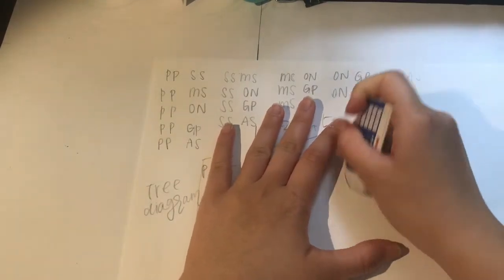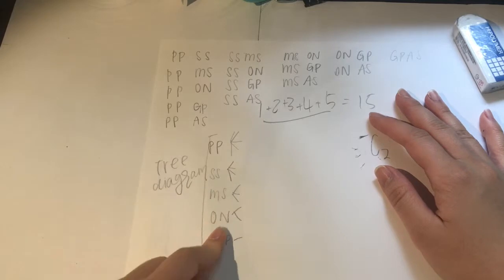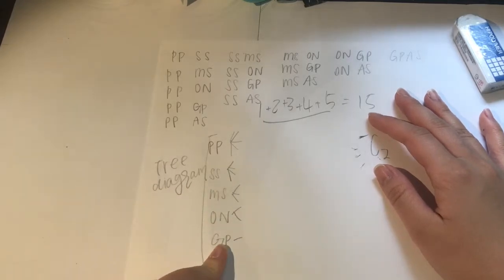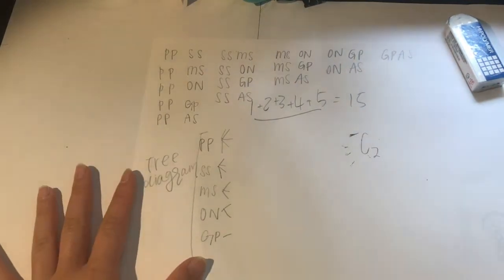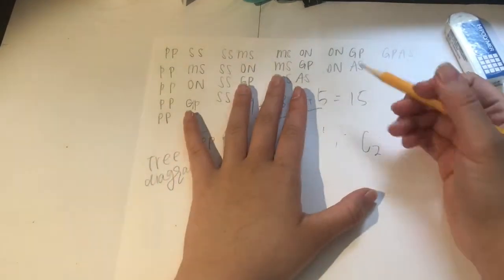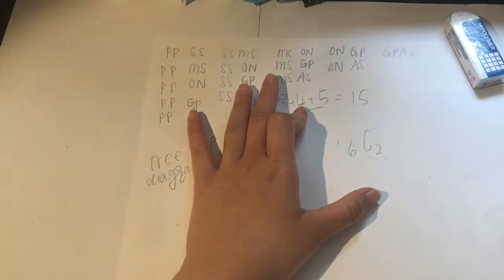And if we want to make a tree diagram, it will look like this, and tree diagrams are usually used when there are many possible combinations which can be listed in a more efficient manner. And if we wanted to write it in a technical manner, it would be 6 choose 2.